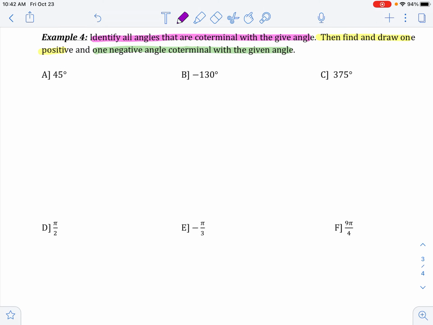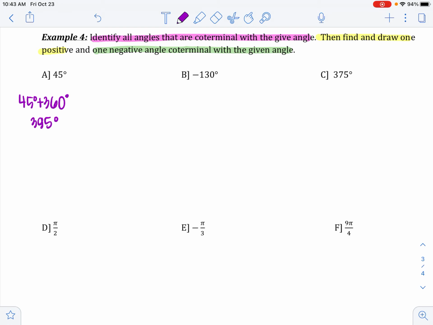Okay. So I'm given 45 degrees. I'm going to start by finding an angle that's coterminal to it that's positive. All I have to do is 45 degrees plus 360 degrees. So that is 405 degrees.